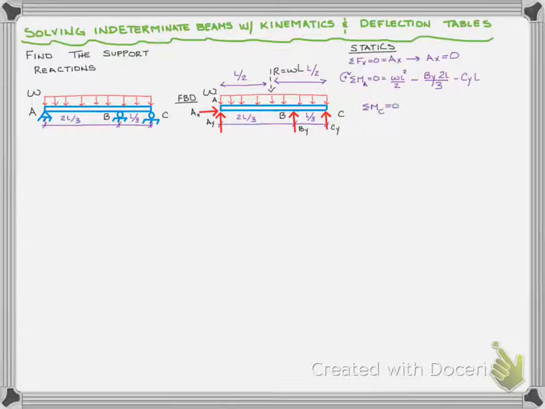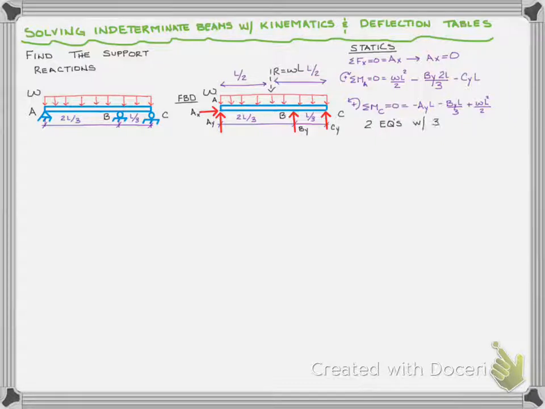And then I could sum forces in the Y, or I could go ahead and just sum moments again. So I'm going to sum moments at C. This time I'm going to go counterclockwise because, again, it doesn't matter. It's unique for each moment expression. It's just a way to add like terms.